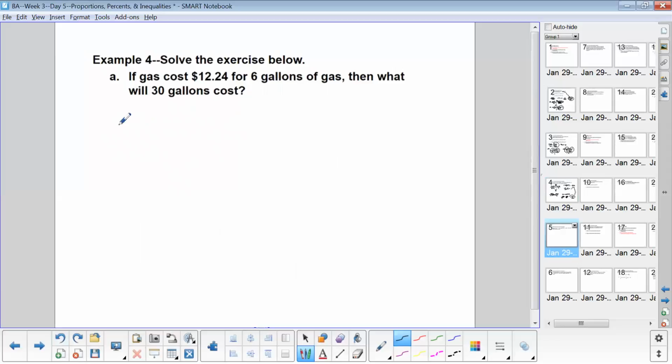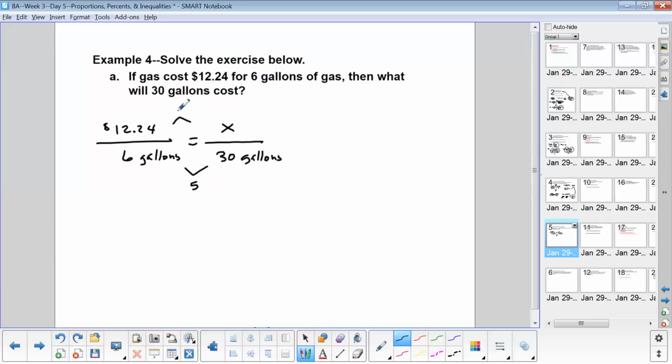Number 4, I know that gas costs $12.24, but that's for 6 gallons. So if I want to set up a proportion, just means I want to set up another ratio that's equal. I'm saying I want to know what the cost is going to be if it's for 30 gallons. Okay. Well, there are a couple of ways to do this. You could figure out, well, 6 times 5 is 30. So that was a little easier to compute. And I get the same thing. 30 divided by 6 is 5.